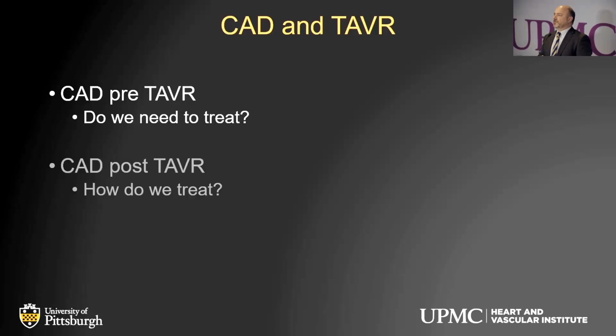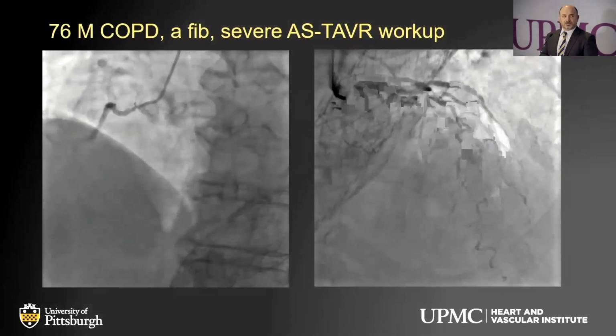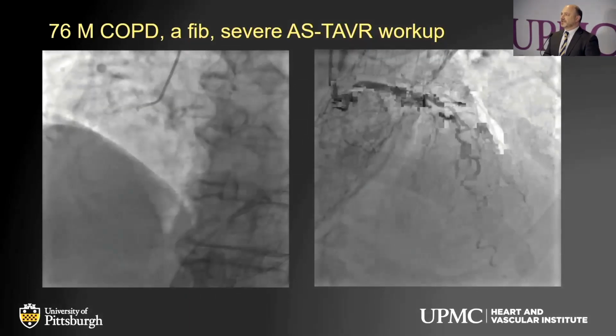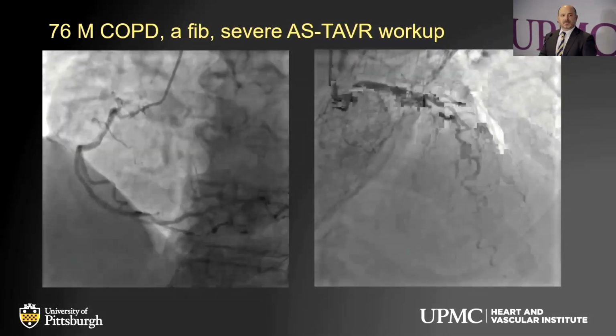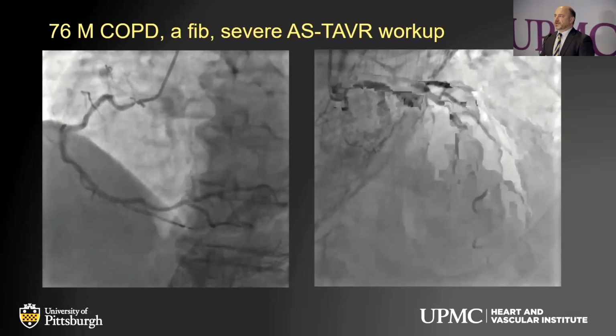And this has been an evolving field. When we started doing TAVR, we used to stent everybody pre-TAVR. Now we moved to a completely different approach. This is a case that we did a while back. You see a patient with a very tight ostial RCA lesion. There's some moderate mid-LAD disease as well. So is this a patient that would need to be treated with revascularization pre-TAVR?